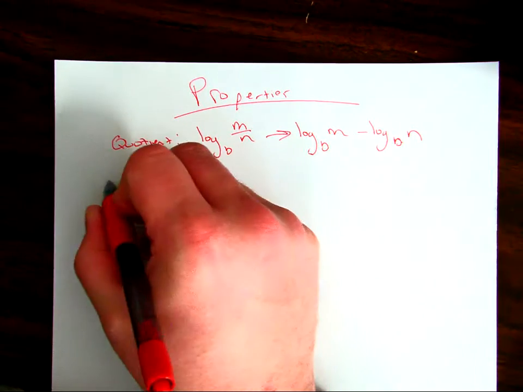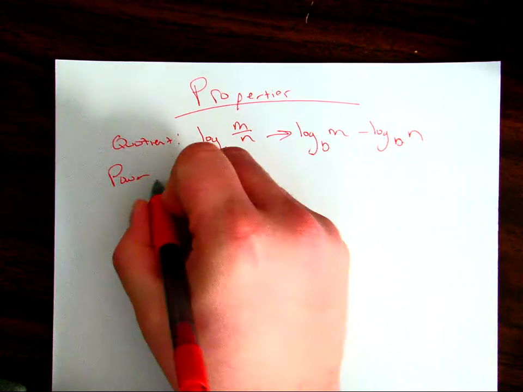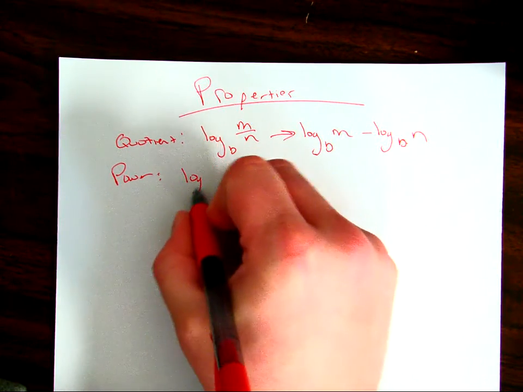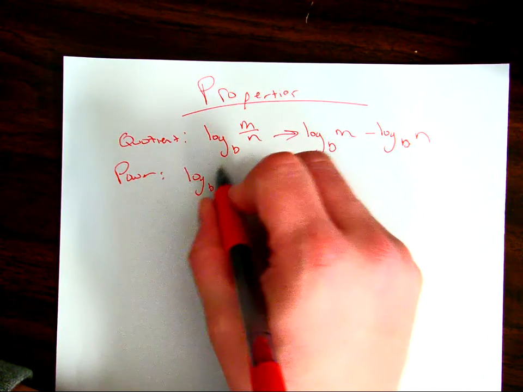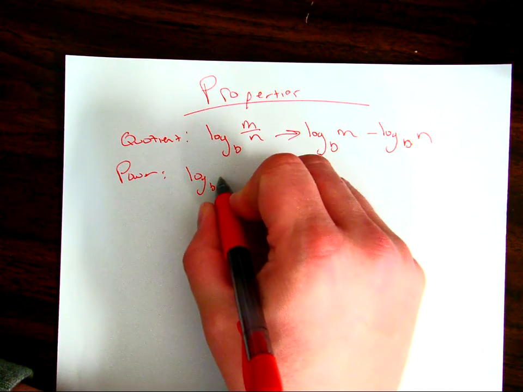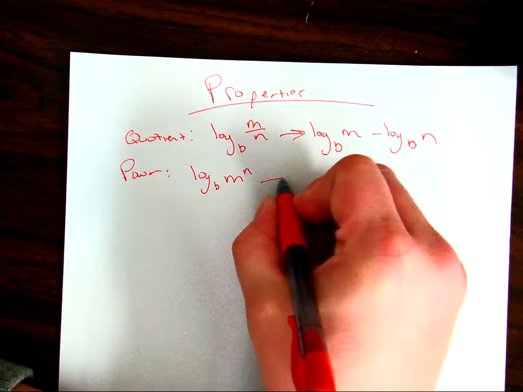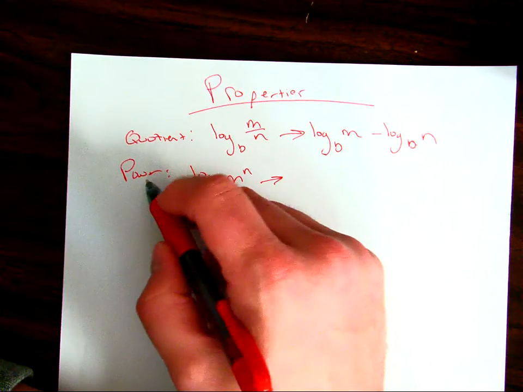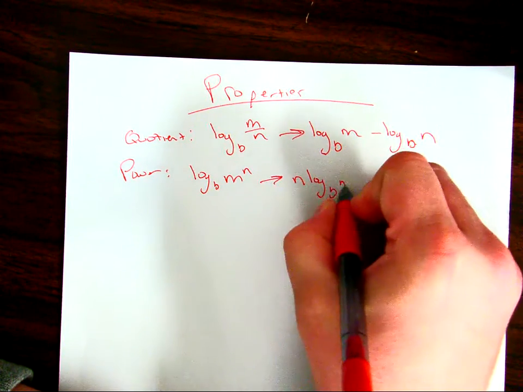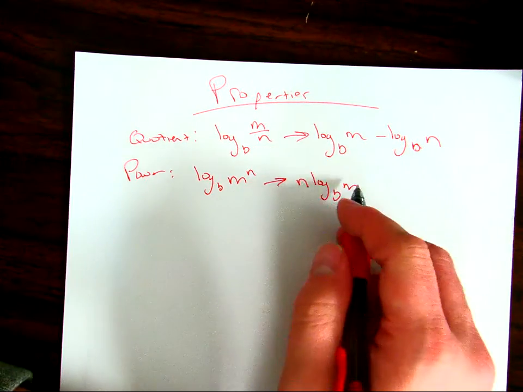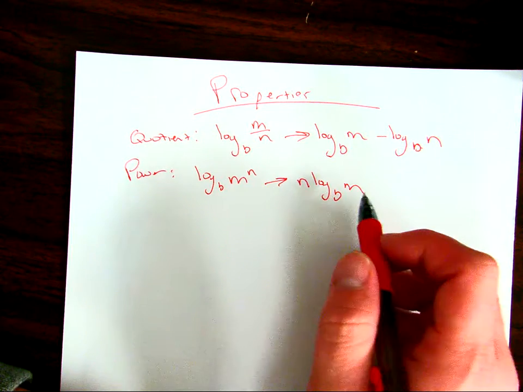Alright, then we have our power. This one just seems a little funny because you think you're not expanding it, but you are. In other words, you're making this one look a little easier to read. So anytime you have an exponent, because that's what a power is, the exponent always goes in the front. So n log b of m. Okay, b is just the base.